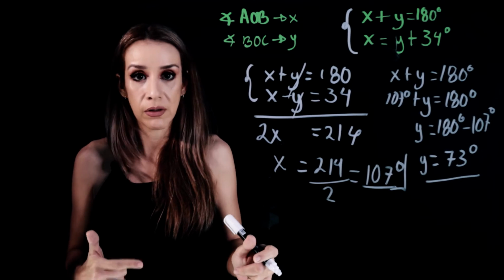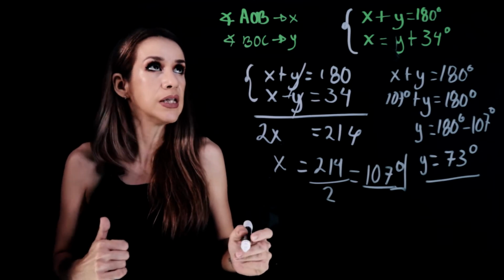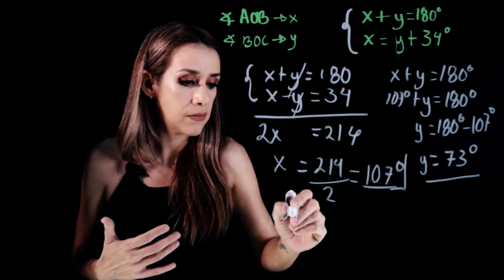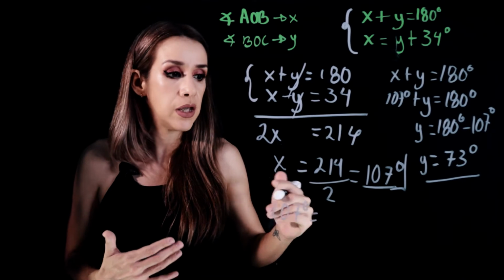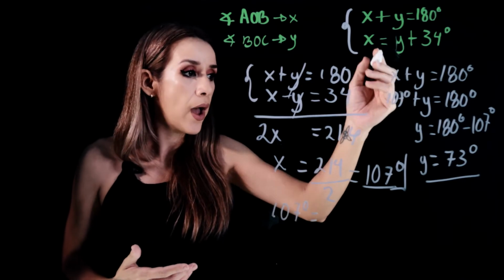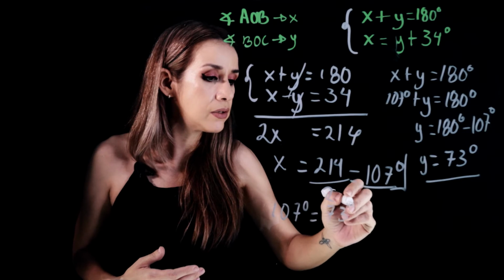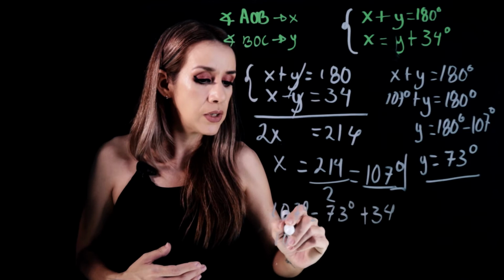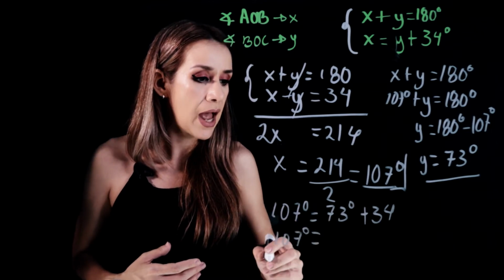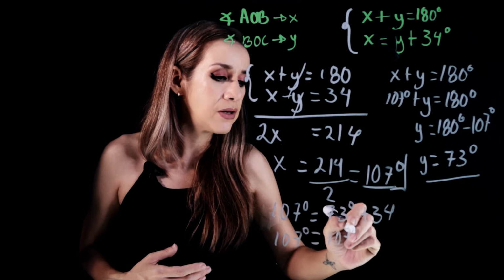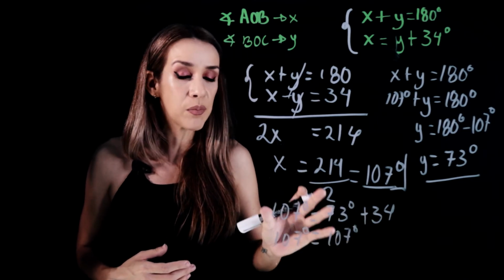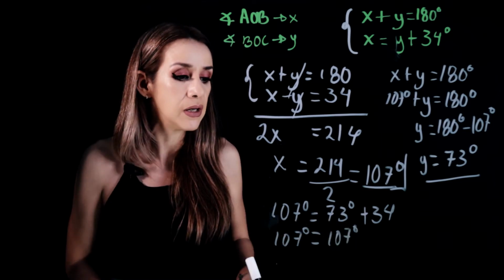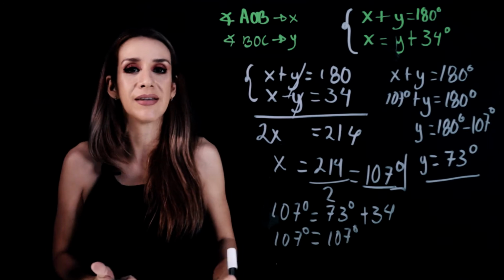And the other condition is that x, which is 107 degrees, needs to be equal to y, which is 73 degrees, plus 34. 107 degrees is the same as 107 degrees. See, right here? So with this, we're proving that the second condition is also being fulfilled. So these two answers are correct.